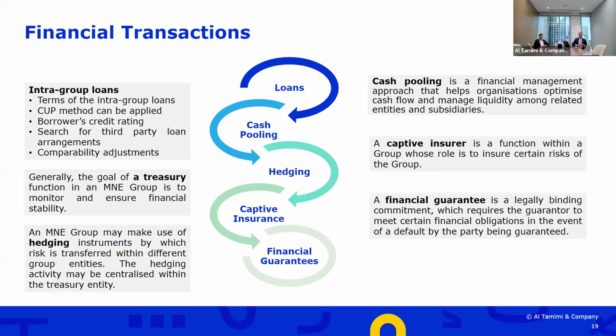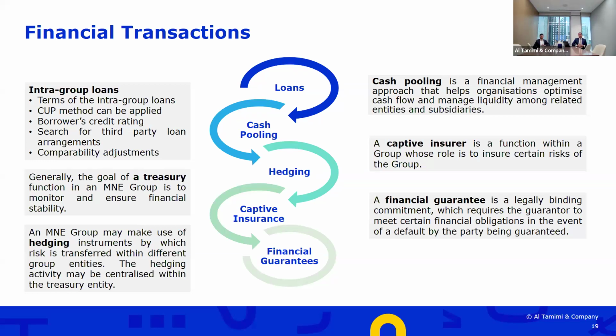Apart from this, we also see a treasury function that falls within the scope of financial services. Hedging: in many cases, multinational groups use hedging instruments to reduce risk within the group. Cash pooling activities are basically to ensure that there is proper financial management and funds available to all the group entities. Typically there are two types of cash pooling, notional cash pooling or physical cash pooling. Captive insurance: in many cases, one entity of the group insures certain risks within the group. And also the financial guarantee. That's another area: how to price a financial guarantee, what someone needs to pay for having a financial guarantee from its related parties. This is mostly with financial transactions.